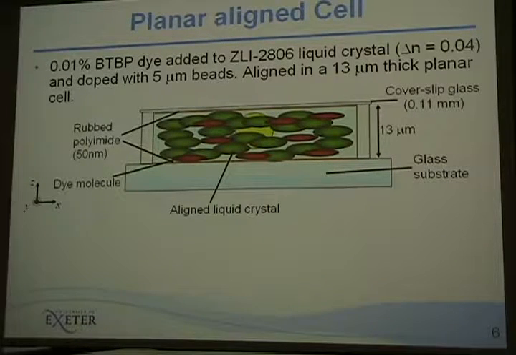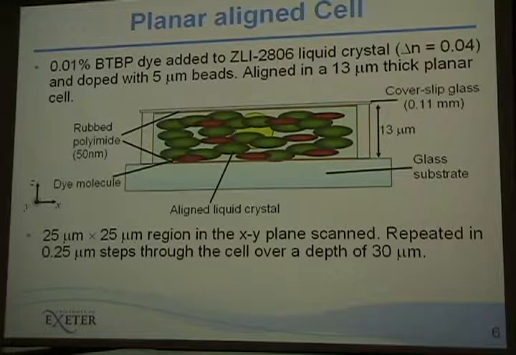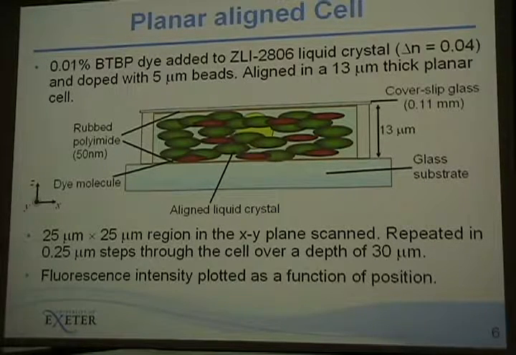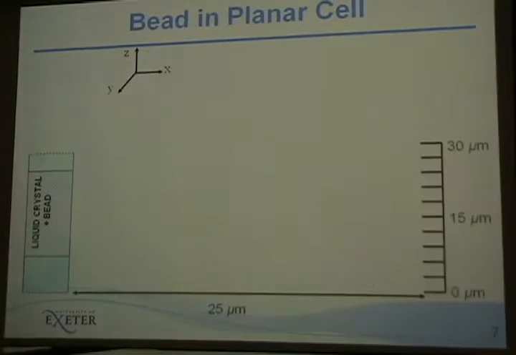We're actually using it in an inverted microscope. The region we're actually looking at was originally around 25 microns square, stepping through in the Z plane in steps of about 0.25 microns over a depth of 30 microns. And of course, we collect the intensity as a function of X, Y, and Z position.